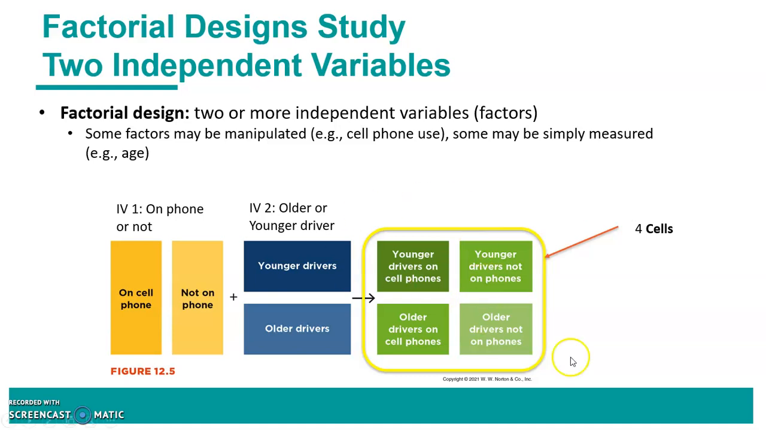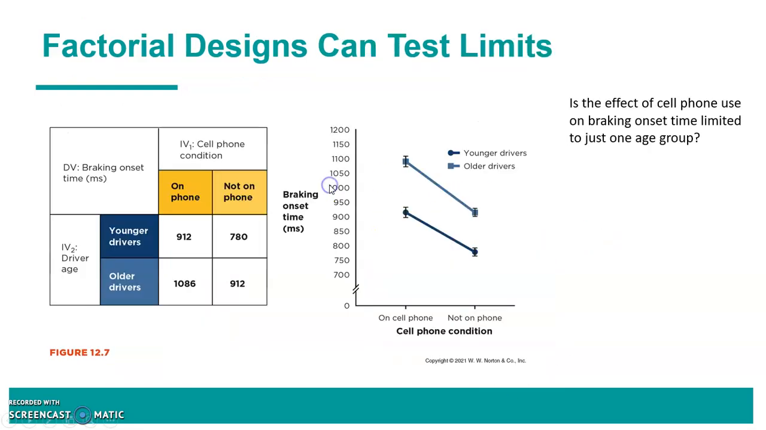So this is a 2x2 factorial design. So why would you use a design like this? One thing you can do it for is to see if a particular effect will generalize to another situation or another group. So it kind of tests the limits of what the effect is. So in this example, is the effect of cell phone use on breaking onset time limited to just young people or just to old people, or is it common to both?